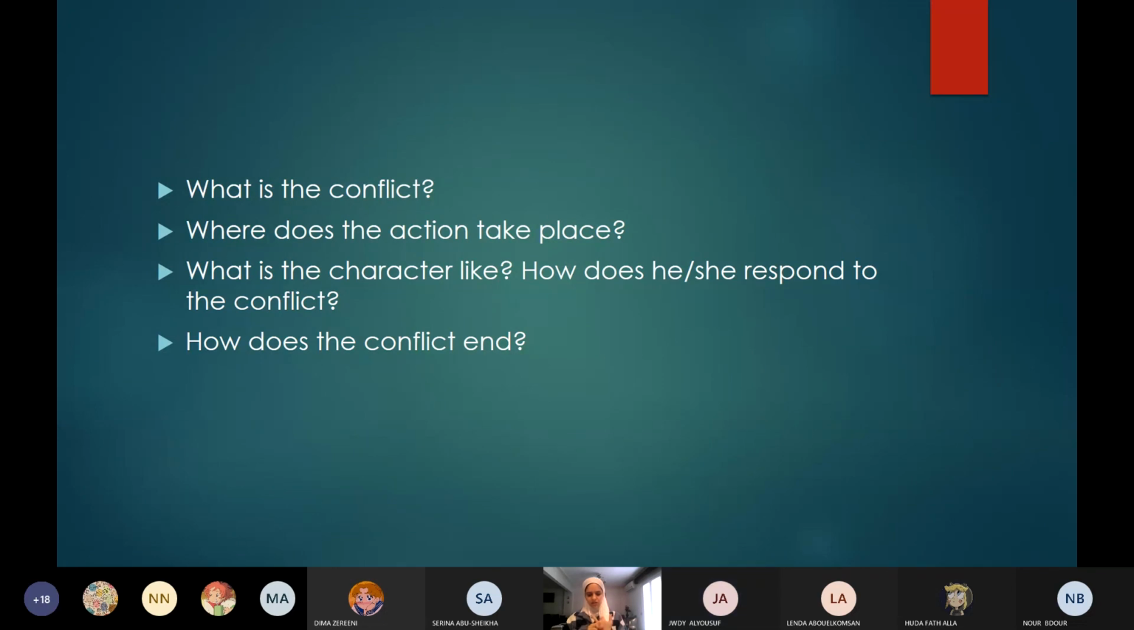So the conflict, we discussed it. What is the central problem facing the character? The character, what is the character like? How does he or she respond to the conflict? The resolution, how does the conflict end? Setting, where does the action take place? So we start from the setting, conflict, character, and resolution.